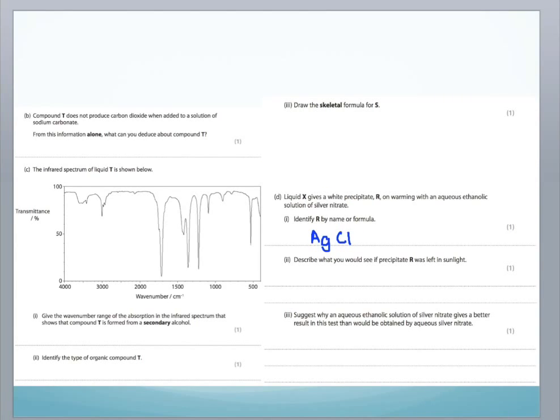So the next question: describe what you would see if precipitate R was left in sunlight. And again, from our theory, we should know that the precipitate would darken, so it might go grey or black. And the last question is, suggest why an aqueous ethanolic solution of silver nitrate gives a better result in this test than would be obtained by aqueous silver nitrate. The halogenoalkane is more soluble in aqueous ethanol than in water alone. Therefore, ethanol is a better solvent for our compound X.